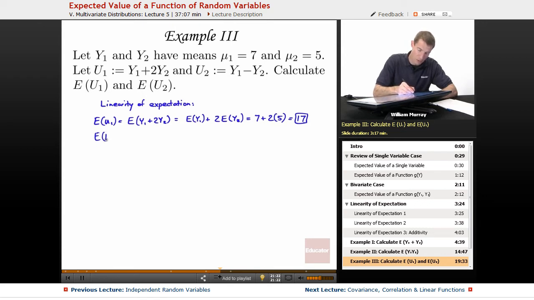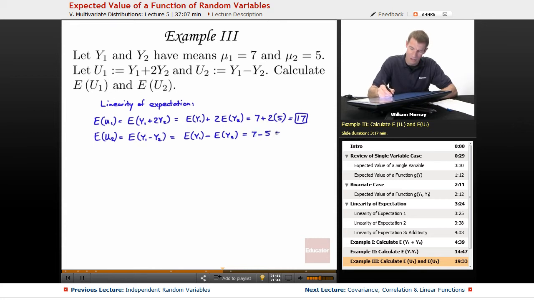The expected value of u2 is the expected value of y1 minus y2. And so that's, again, it splits up using linearity there. So that's the expected value of y1 minus the expected value of y2, which is 7 minus 5. And so our expected value of y1 minus y2 is 2. So we have an answer for both of those.